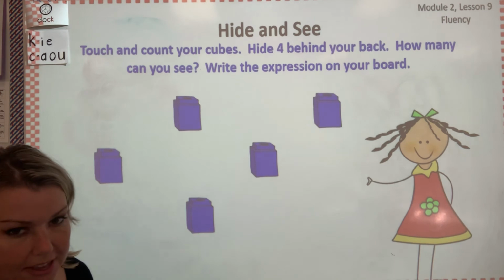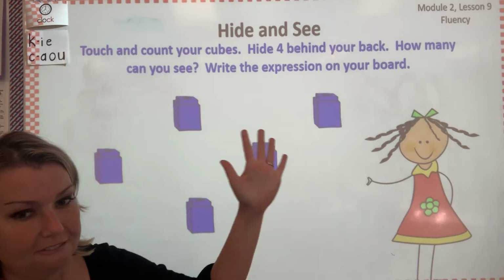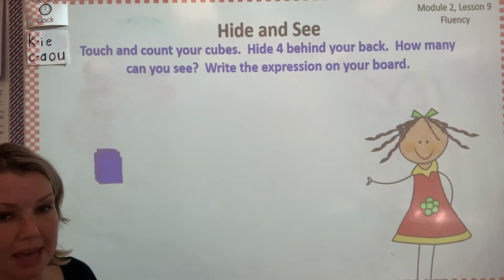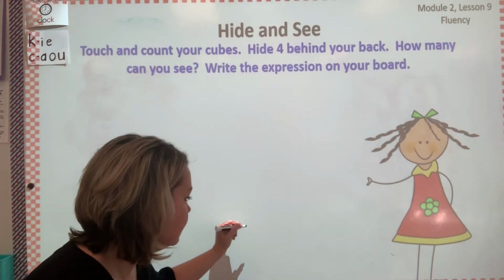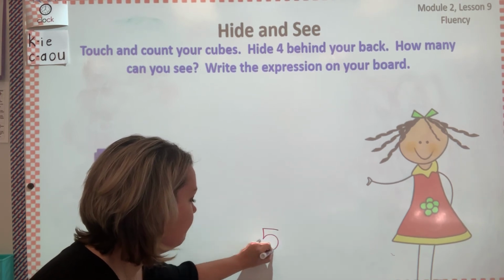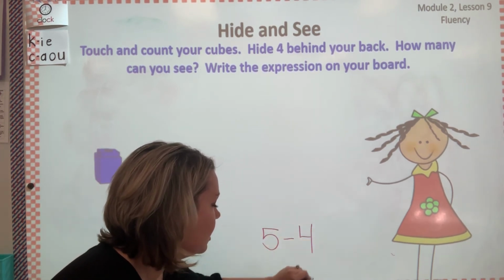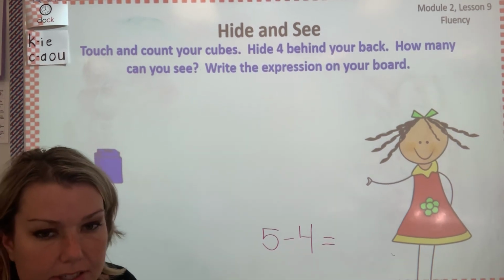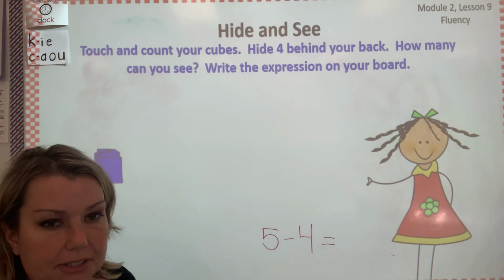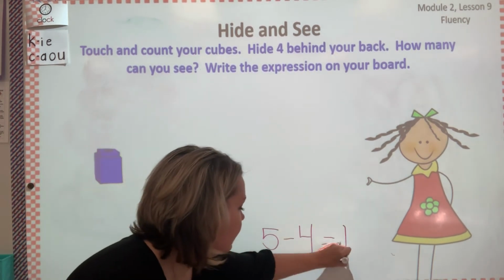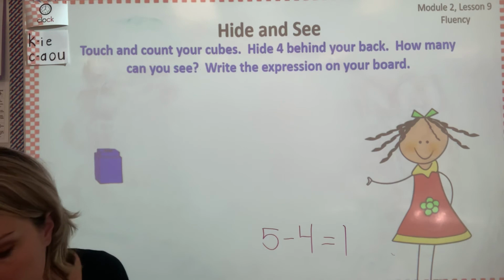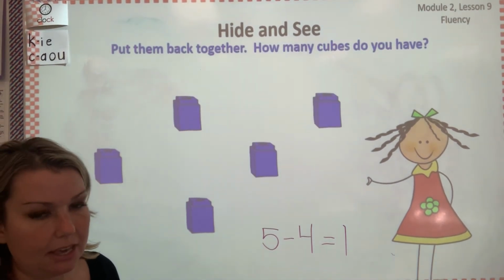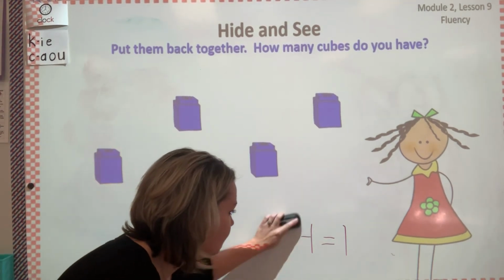Okay, how many cubes are there? 5. Very good. We're going to take 4 and put them behind our back. So that number sentence would say 5 minus 4 equals, how many are left? Show me with your fingers. 1. 5 minus 4 equals 1. Very good. When we put them all back, what do we have again? Show me with your fingers. What do we have when we put them all back?